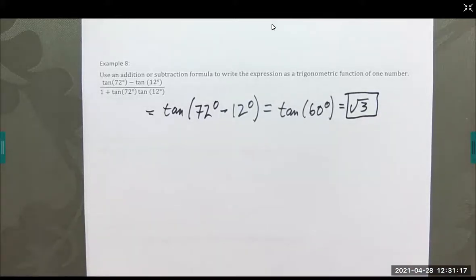I know these can be a little confusing. And once again, if you want to know where these formulas come from, check out the other video.